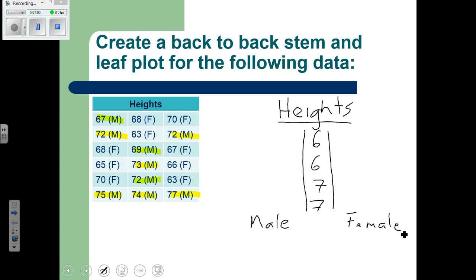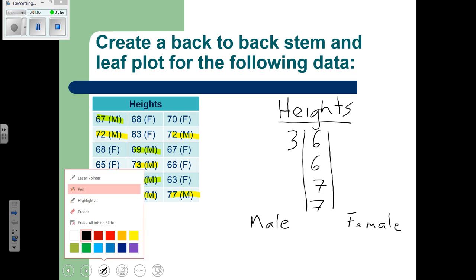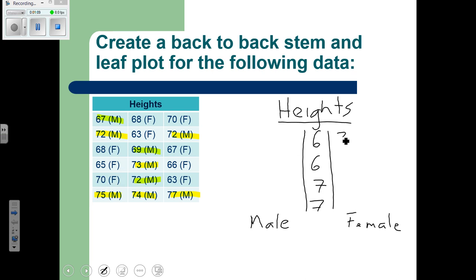So in terms of females, the shortest was 63, and then, excuse me, I'm putting it on the wrong side there. So we got a 63, there's a couple 63s, so we got that 63, then it looks like we go 65, 66, 67, 268s, and then 270s for the females.